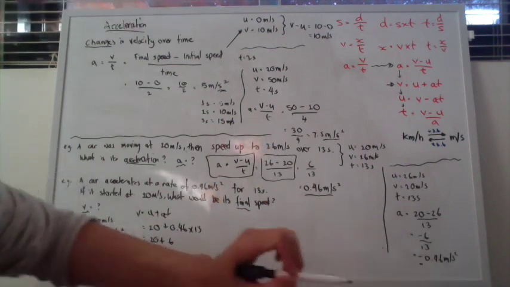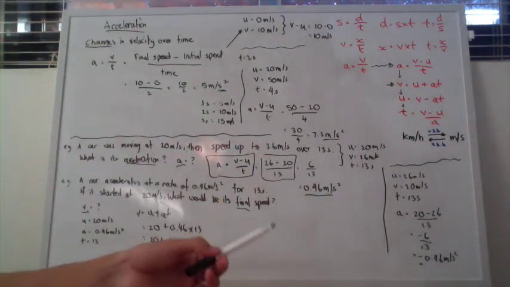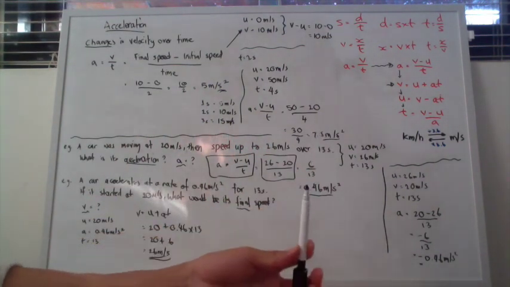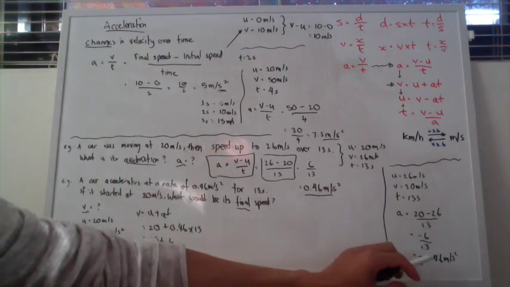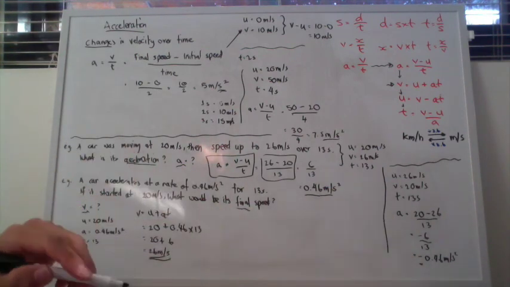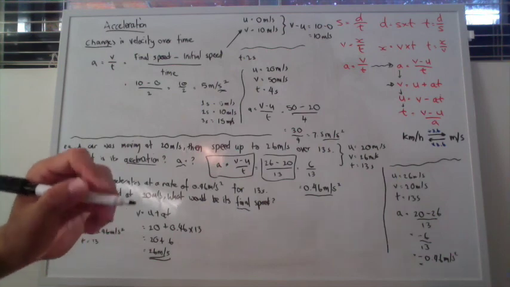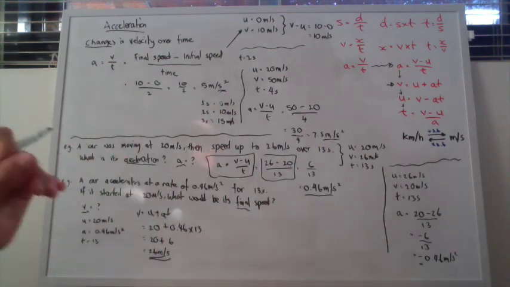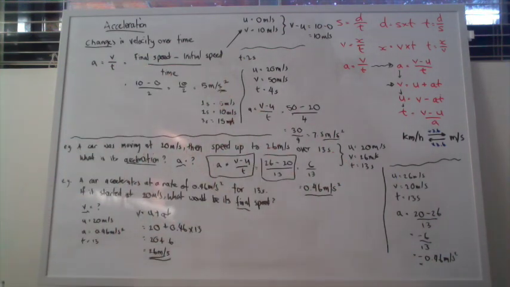That negative is telling you that the object is actually decelerating. It's slowing down, not speeding up. So the acceleration is negative 0.46 meters per second squared. The object is slowing down its motion, not speeding up its motion. Okay, so that's that.